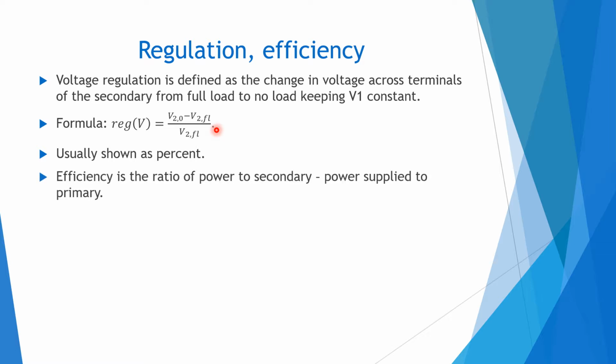Now comes efficiency. It is the ratio of the power that is supplied to the secondary, or to the load, and the power supplied to the primary. So the typical formula for efficiency is 1 minus losses over input.